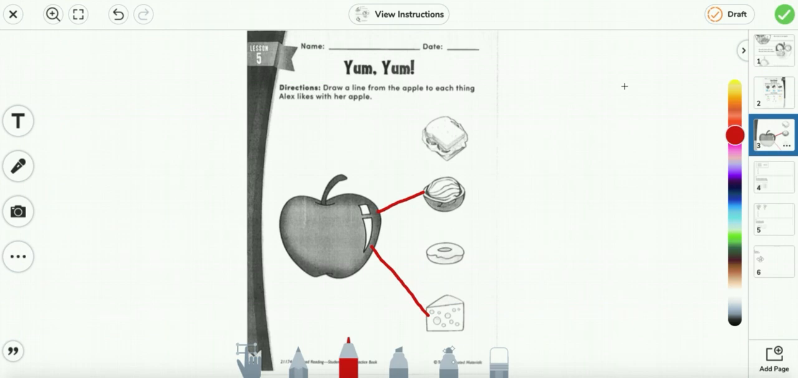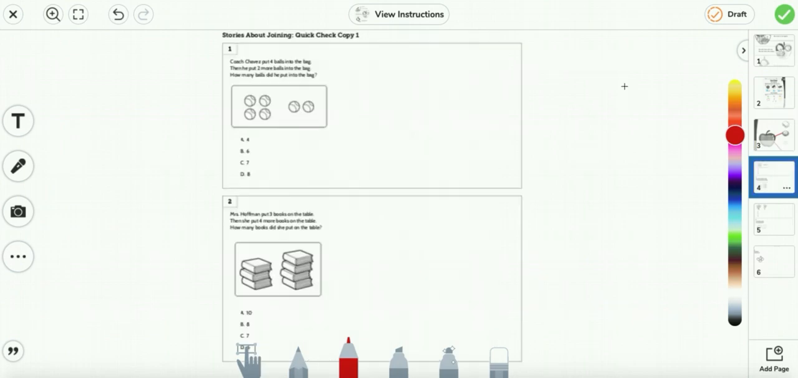Okay, next we're going to move on to math. For math, we have been talking about addition, so we're going to be doing the same thing today. Stories about joining. Coach Chavez put 4 balls into the bag. Then he put 2 more balls into the bag. How many balls did he put into the bag? So we're going to go ahead and join them together, and we're going to add 1, 2, 3, 4, 5, 6. So we're going to go ahead and circle our answer. Right here, B.